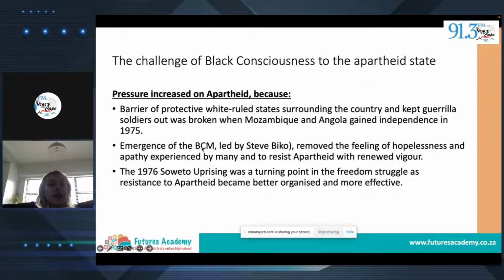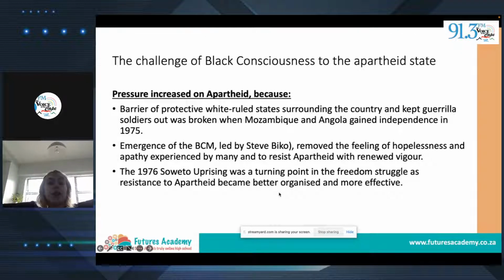Okay, other issues. The barrier of protective white rule states surrounding the country and which kept guerrilla soldiers out was broken when Mozambique and Angola gained independence in 1975. So we have these two states buffering South Africa from the rest of Africa, and as these fall and become non-racist regimes, it starts to create a problem for South Africa where now they are vulnerable.